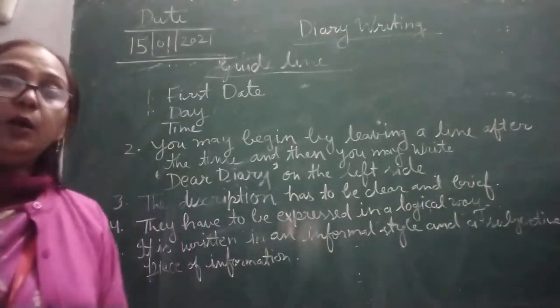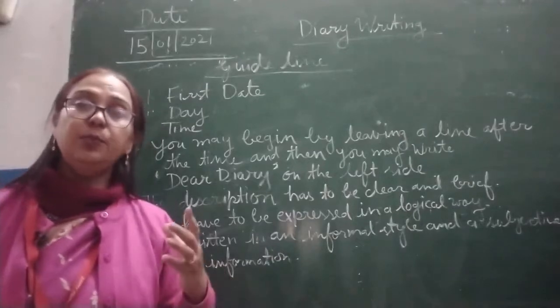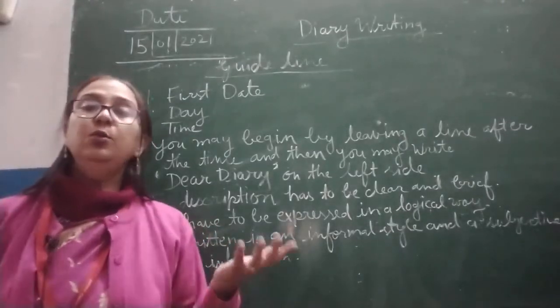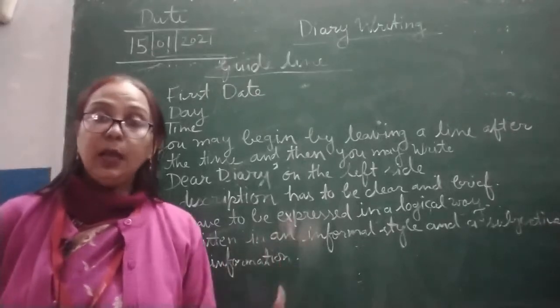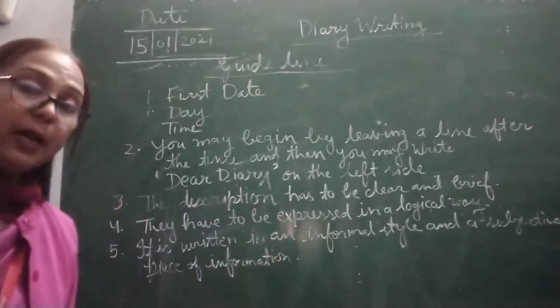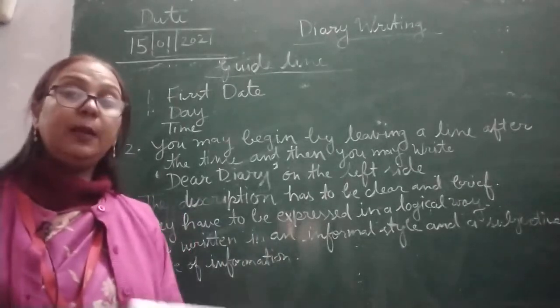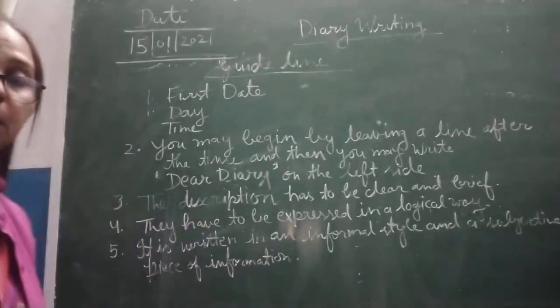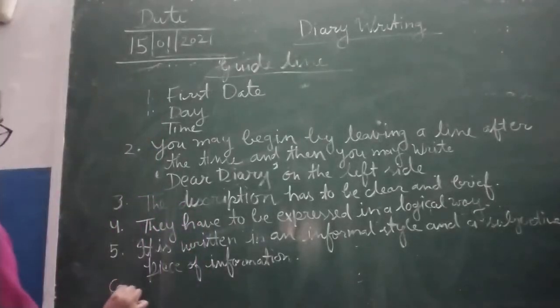So you are not going to write in the formal way. It is your personal record, personal written record. That is why you are supposed to write in an informal way. So children, these are very important guidelines that we have discussed today. And now we are moving to the next point, that is the 6th point.